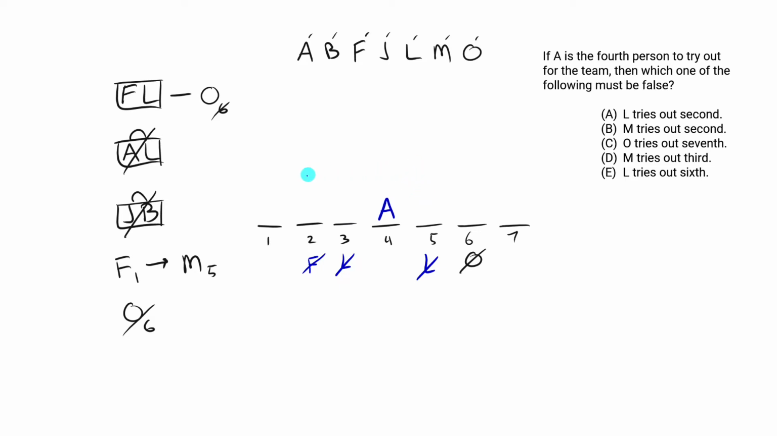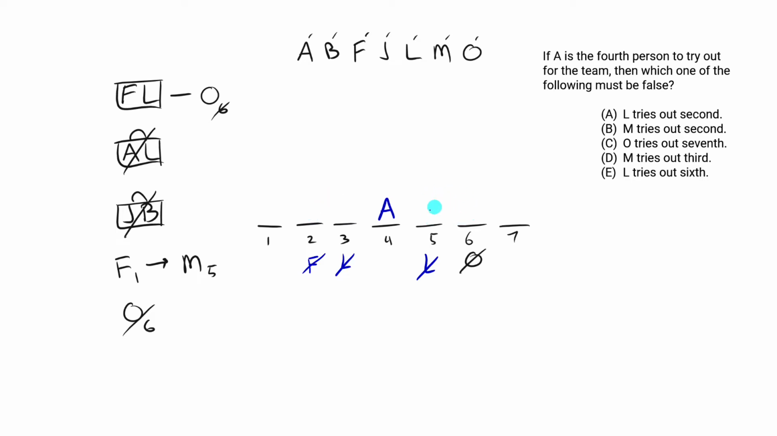What many perfect scorers would do is once they realize that A in 4 just results in a couple of inferences about where the F and the L can't go, they would then direct their attention to the FL block rule, which tends to be very restrictive. Blocks tend to fit only in a couple of different places. And so let's think about where that FL block can go. It can go in either 1, 2, or it can go in 5 and 6.